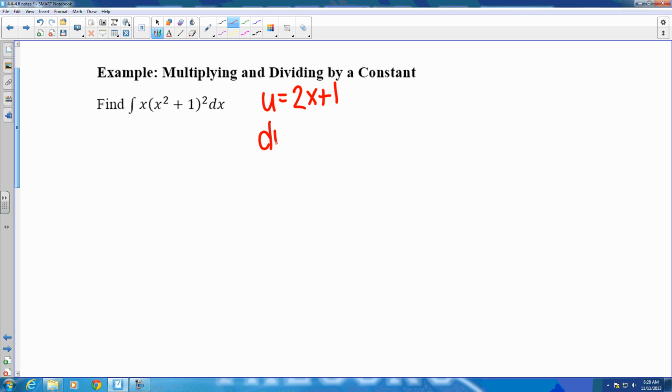x squared plus 1, so that would be our u. Then we take the derivative of that, and it would be 2x dx. Now remember, we want that to match what I just underlined, x dx. It does not currently match that, so the way we get it to match is to divide both sides by 2.